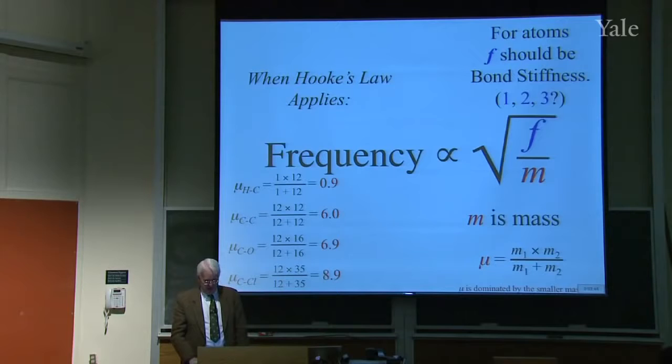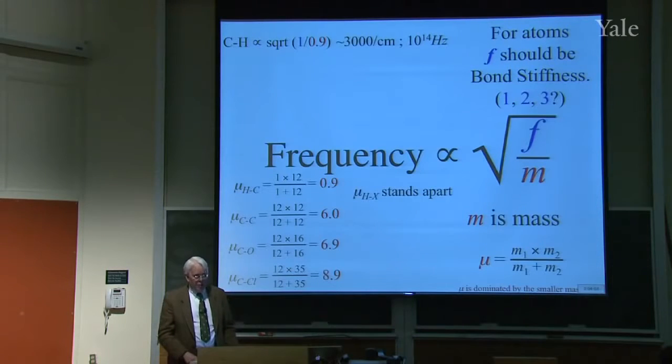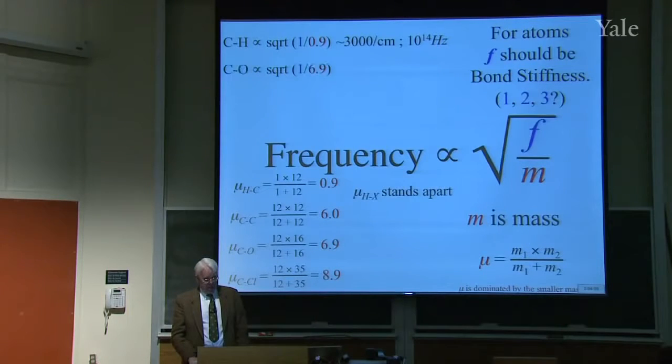1 to 6 here or more. So it stands apart, the mass of hydrogen. Now, how about the bonds then? So the CH frequency is proportional to the square root of a single bond force constant over 0.9, that reduced mass, right? And that turns out to be around 3,000 wave numbers, or 10 to the 14th hertz. So that's how fast CH bonds vibrate, right?